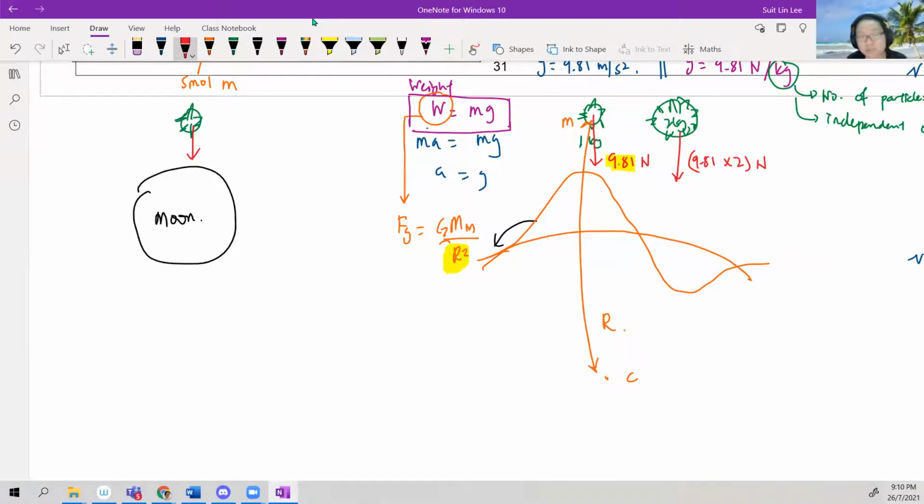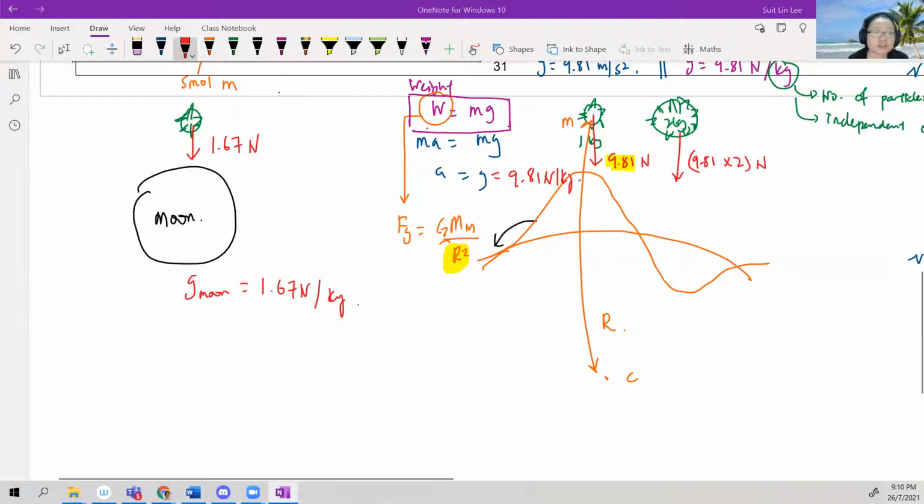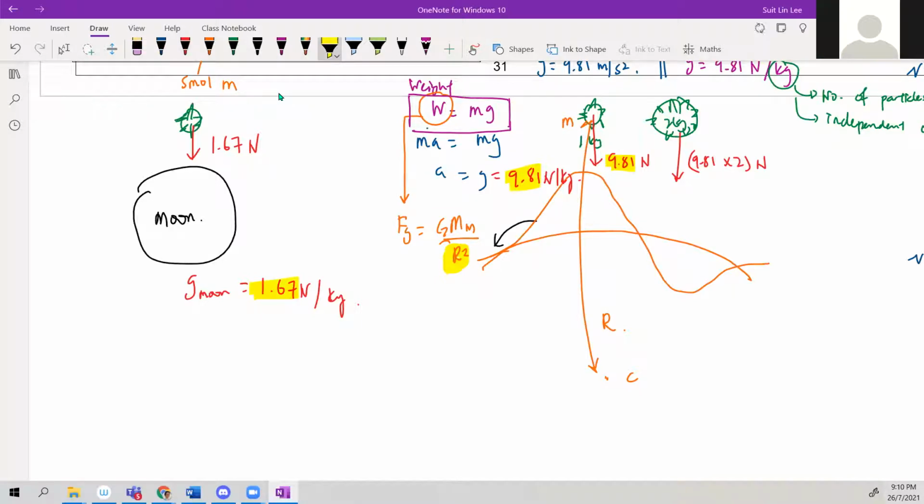Okay, this will not be 9.81 Newton. In fact, it will be 1.67 Newton. Because the gravitational field strength of the moon is about 1/6, so around 1.67 Newton per kg. Around there, roughly. This one is 9.81. So from here, we can actually tell that the gravitational field is represented by this number. The bigger this number is, the stronger the field will be.